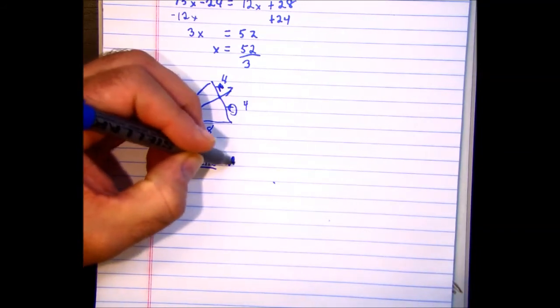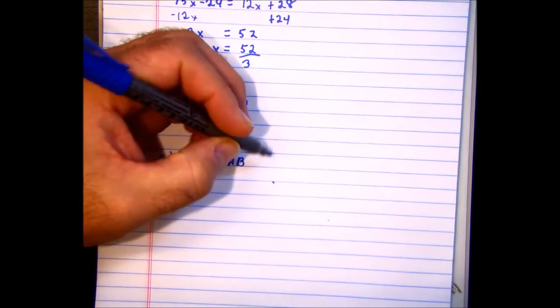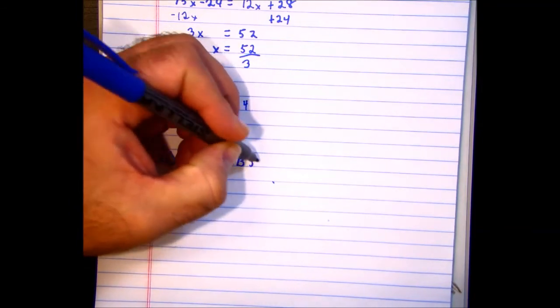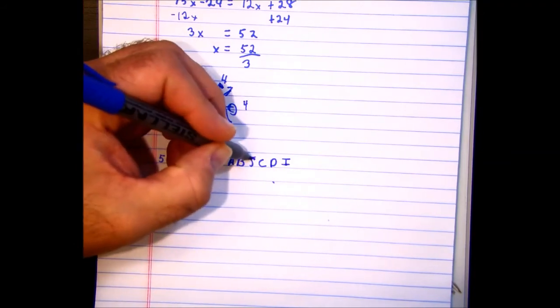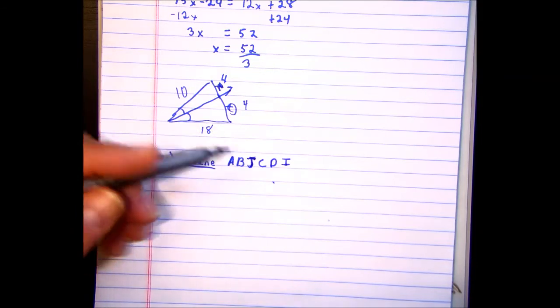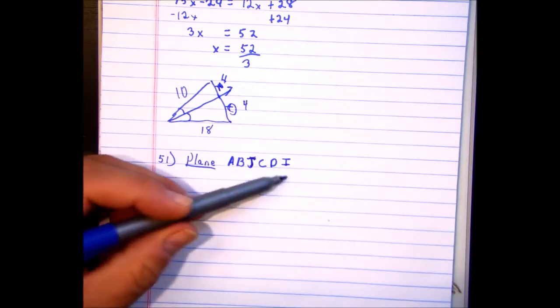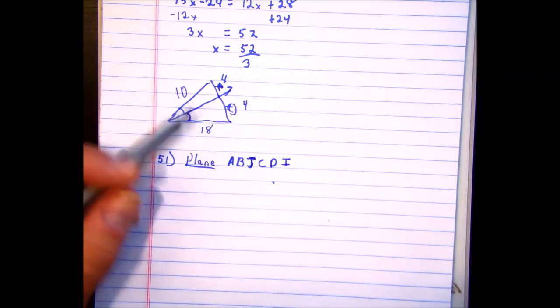So that would be A, B, J, C, D, I. And notice you have to go one direction or the other. One direction. So if you wanted to, you could actually read this backwards and it would be the same, as long as they're going in order.